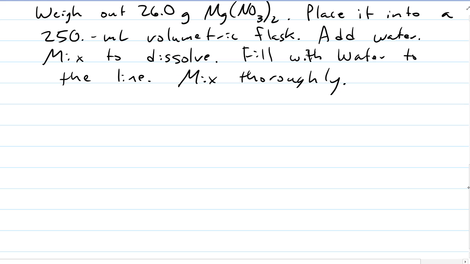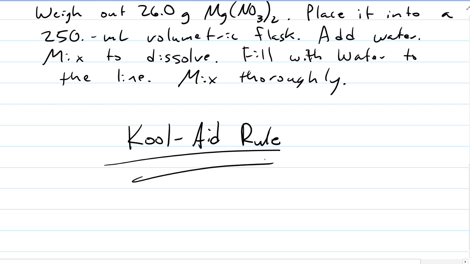And I like to call this the Kool-Aid rule. And I call it the Kool-Aid rule because if you've ever made Kool-Aid, it says you're going to make 2 quarts. It doesn't say you add in 2 quarts of water. You make a total of 2 quarts of solution. And probably the biggest mistake people make with these is to say to add 250 milliliters of water. If you add 250 milliliters of water, you're going to be making more than 250 milliliters of solution.